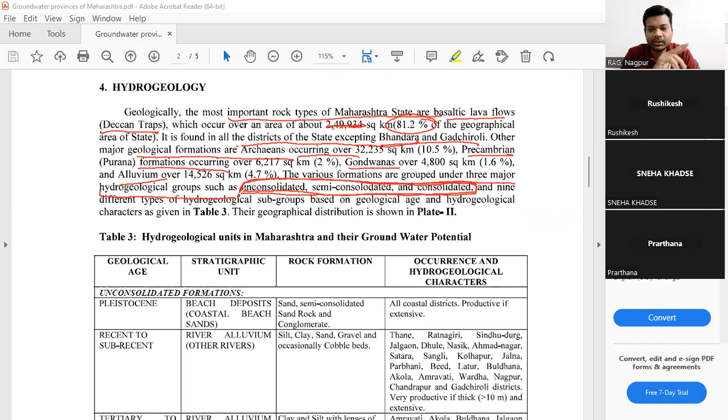Unconsolidated, semi-consolidated, and consolidated. There are 9 different types of hydrogeological subgroups based on geological age and hydrogeological characters.